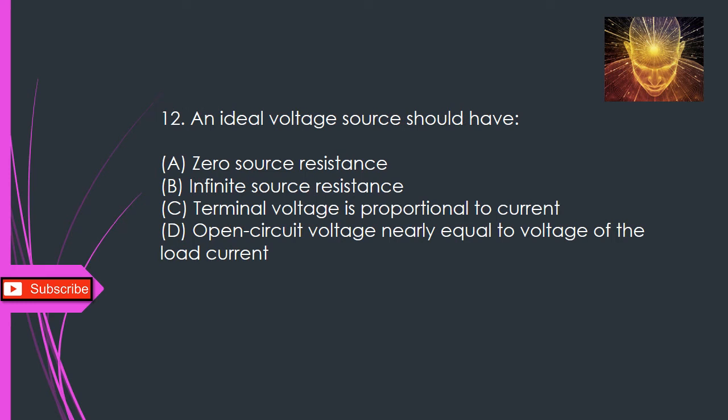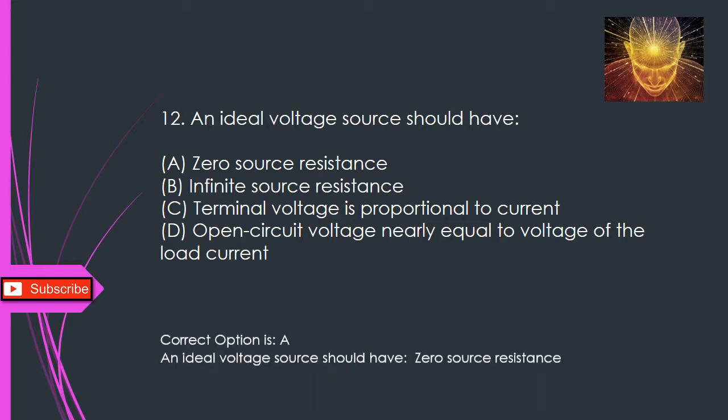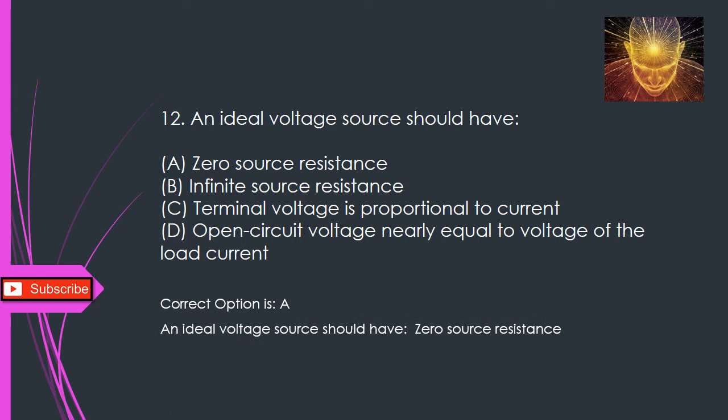An ideal voltage source should have: A. Zero source resistance. B. Infinite source resistance. C. Terminal voltage proportional to current. D. Open circuit voltage nearly equal to voltage of the load current. Correct option is A. An ideal voltage source should have zero source resistance.